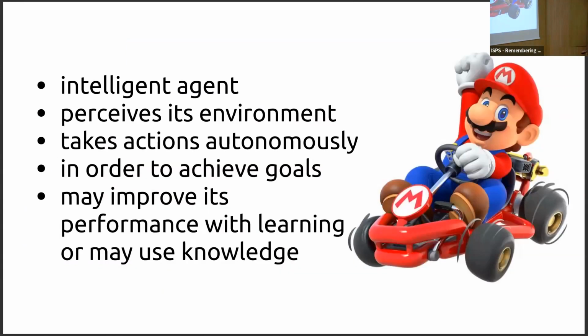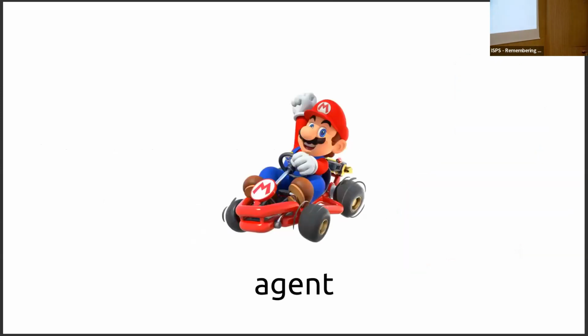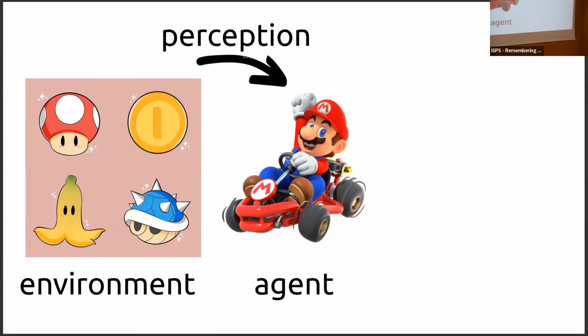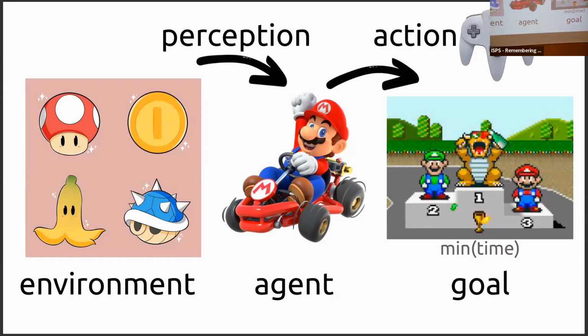Okay, so let's translate that to another language. I have Mario, or you, the player. You are an intelligent agent. Let's talk about Mario. Mario perceives his environment. He takes actions autonomously in order to achieve goals. And Mario may improve his performance with learning, or he may use knowledge. So I just translated the video game into a different language. And then let's translate that to a picture. I have an agent, and the agent perceives its environment. Based on that, the player can take real life actions to accomplish some goal. Here, the goal is minimal time.